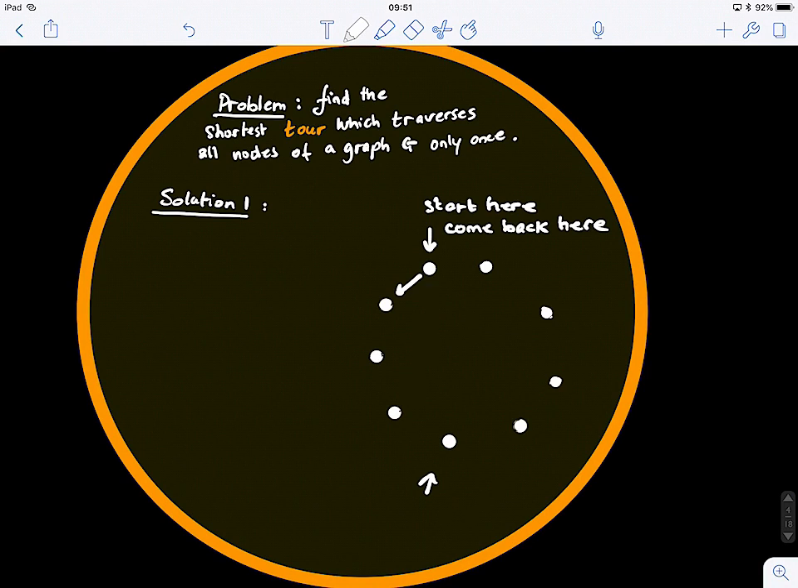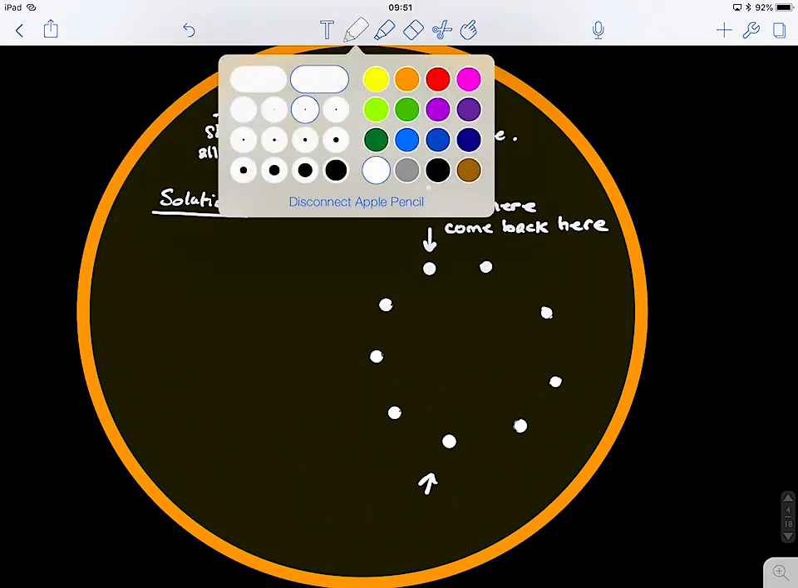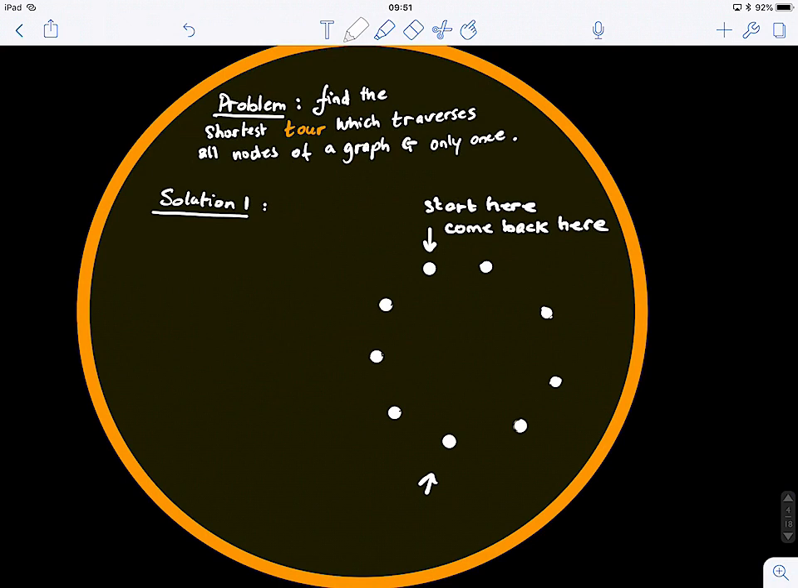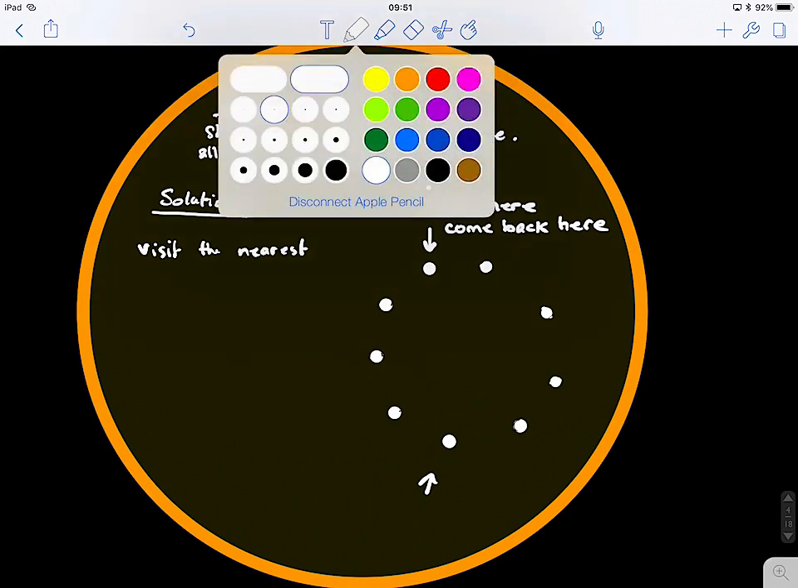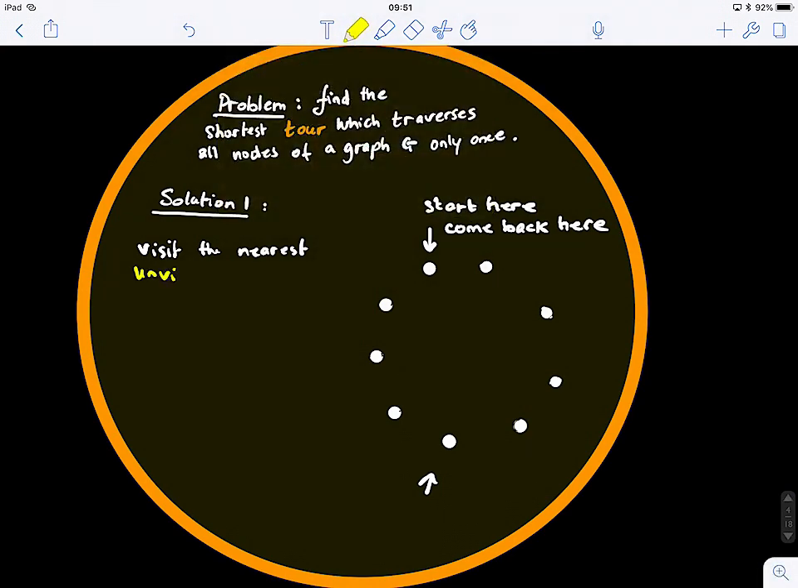So if I do this, I will visit the nearest unvisited node. So this is the principle that we will be following, okay?